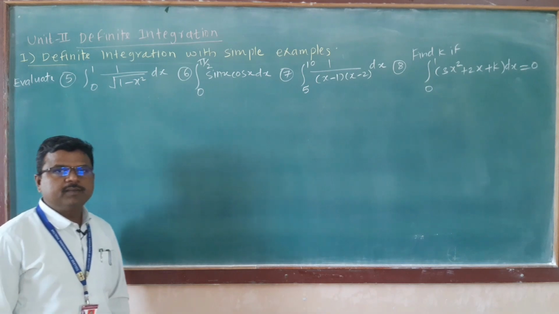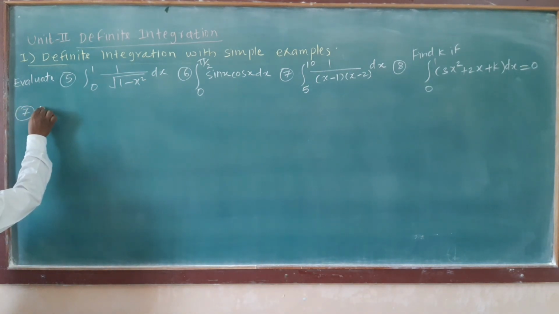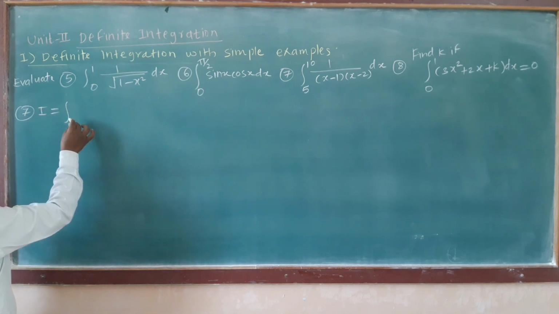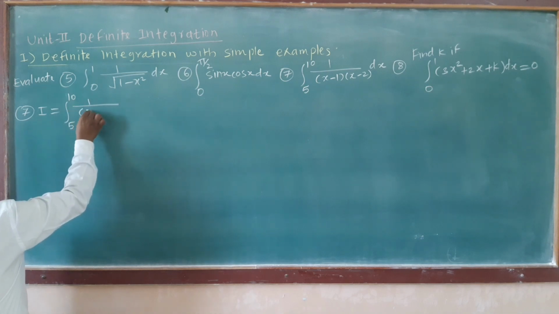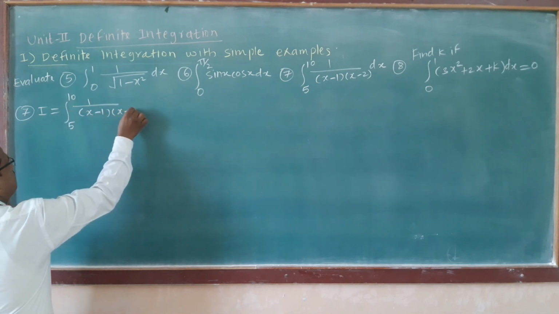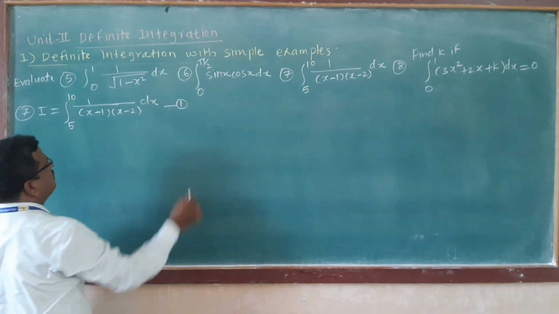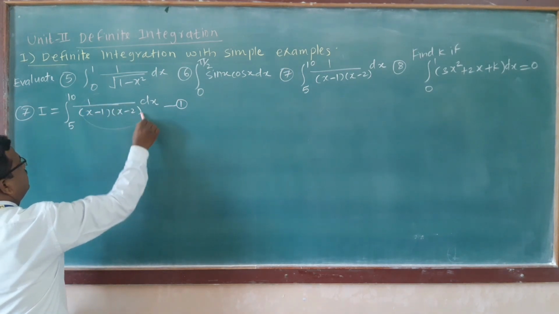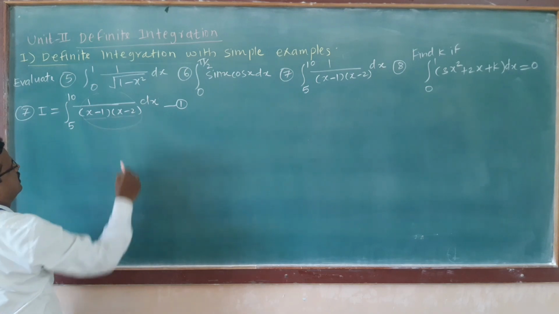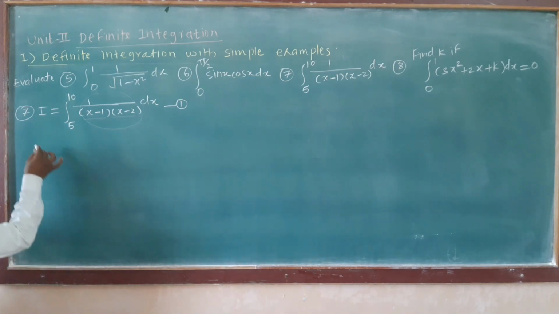Now, see this example number 7, how to solve. Call this I, which is equal to integration from 5 to 10, 1 upon x minus 1, x minus 2 dx. We call this equation number 1. Now, this integrand has a denominator containing linear factors x minus 1, x minus 2. So, we obtain their partial fractions and then simplify.